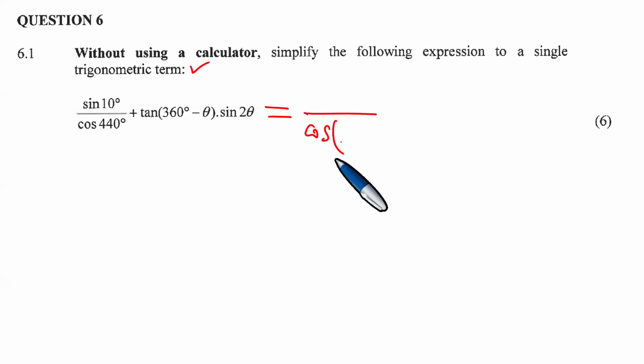Cos 440 minus 360. Right, well done. Cosine of 440 degrees minus 360 degrees. Well done, you can always write like that. And then, what next do we do?